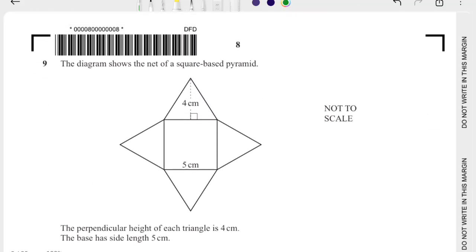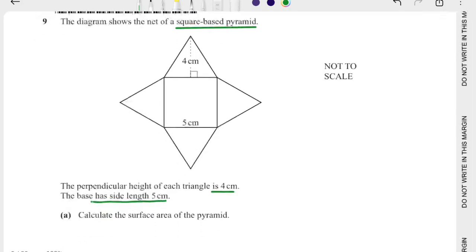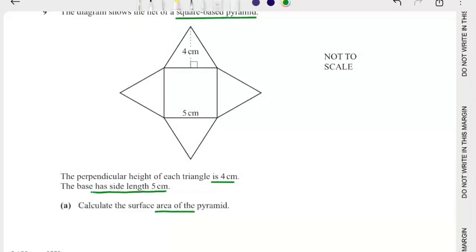Question number 9. The diagram shows the net of a square based pyramid. The perpendicular height of each triangle is 4 cm, and the base of the pyramid has length 5 cm. Calculate the surface area of the pyramid. So the formula for surface area is equal to base area plus area of 4 faces.